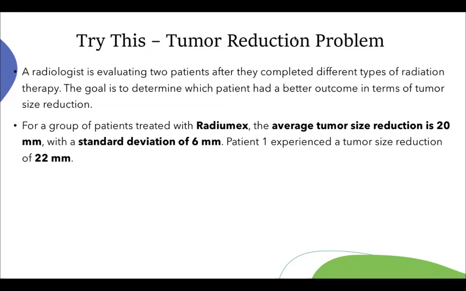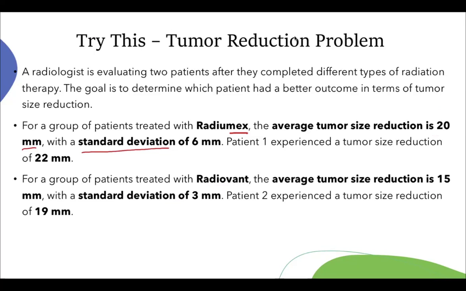For a group of patients treated with Radiumex, the average tumor size reduction is 20 mm, and the standard deviation is 6 mm. Okay, so we have a mean and we have a standard deviation. And you know what? Actually, I should start using X bar and S because these are trials. So we're going to use X bar and S for the mean and standard deviation.